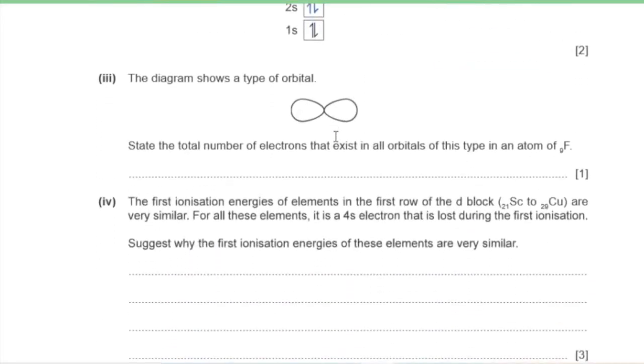Part 3. The diagram shows a type of orbital. State the number of electrons that exist in all orbitals of this type in an atom of fluorine 9. Fluorine 9 has a configuration of 1s2, 2s2, 2p5. Now fluorine 9 has just a 2p subshell, which has 5 electrons in 3 of its orbitals. So we have 5 electrons here in the p orbital, which is drawn here.